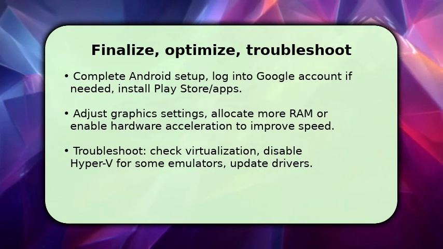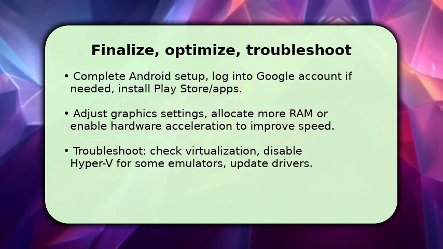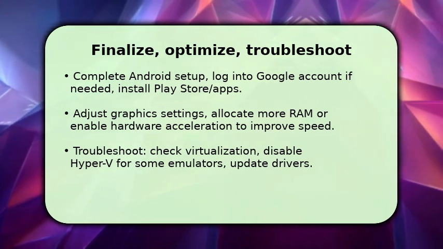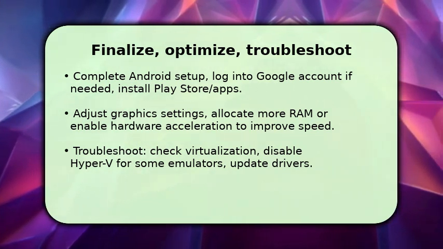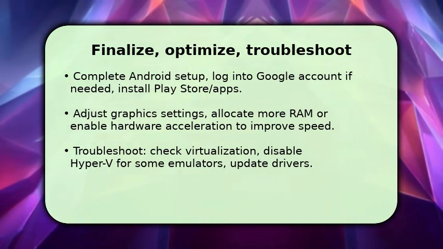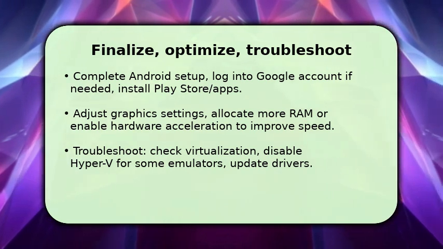If things go wrong, first verify virtualization is still enabled and that Hyper-V or conflicting hypervisors aren't blocking your chosen method. Update GPU drivers and try toggling bridged versus NAT networking. Finally, recreate the VHD or reinstall the image only if corruption persists.